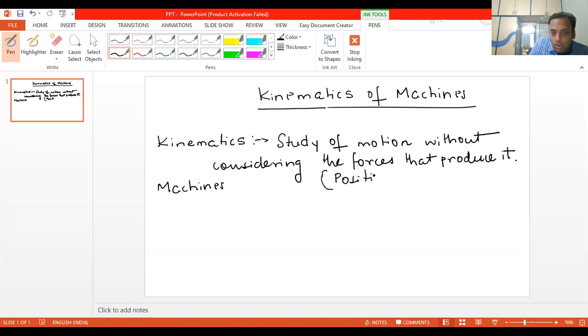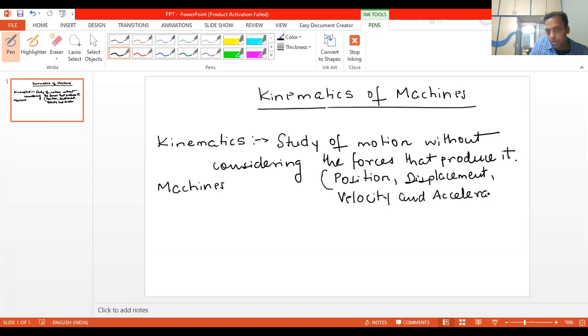So in kinematics we talk of position, or you can say displacement. Then we talk of velocity, and then we talk of acceleration. Throughout the entire course, wherever I talk about mechanics, we are going to discuss these three parameters. These three variables are very important when we study the subject kinematics of machines. So first is displacement, then velocity, then acceleration.